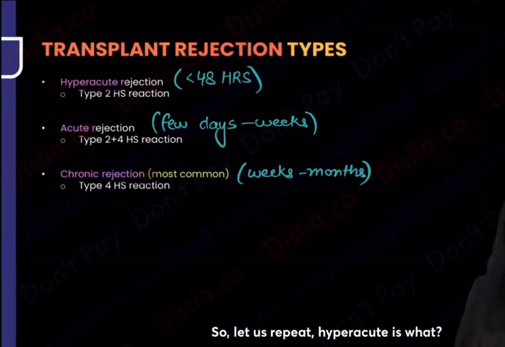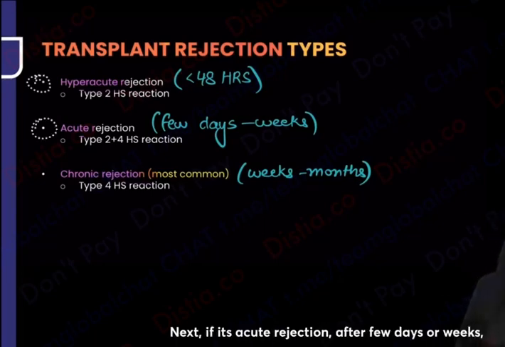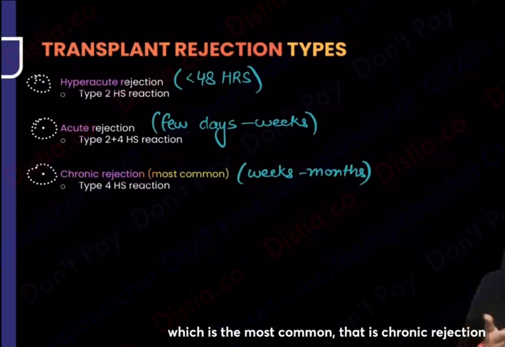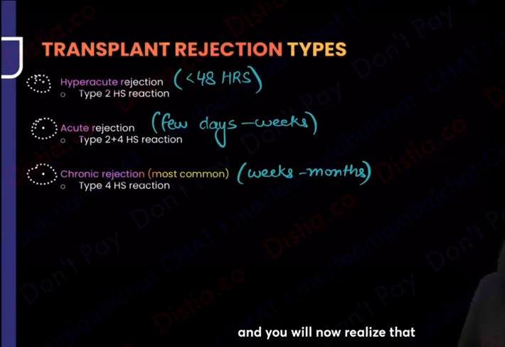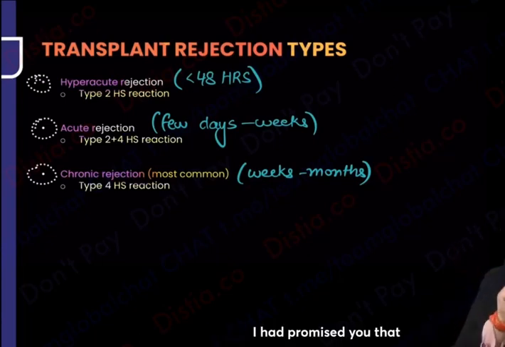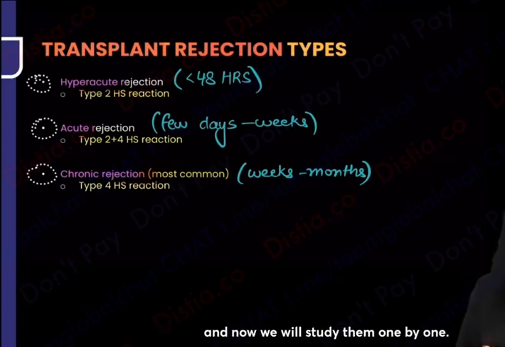So let us repeat. Hyperacute is what? Hyperacute is the rejection that has happened very, very quickly, within the first 48 hours. Next, acute rejection is after a few days or weeks, but if it happens after many weeks or months, she has friend zoned you and rejected you, which is the most common, that is chronic rejection. I will link this with hypersensitivity, because when I was talking about hypersensitivity, I promised you that I will explain the hypersensitivities of transplant rejection, and now we'll study them one by one. So let's take them up.